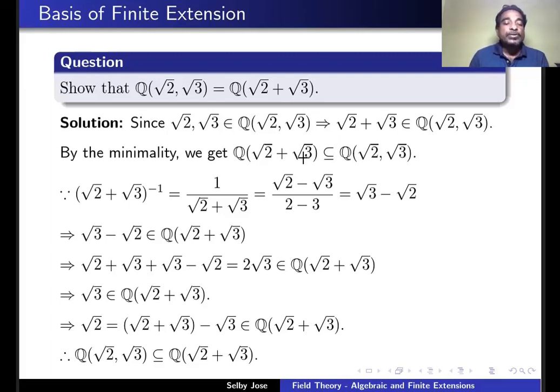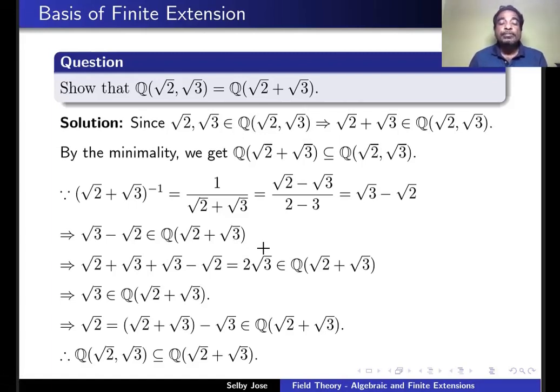Note that root 2 plus root 3 belongs to the field Q(root 2 plus root 3). Therefore, its inverse also belongs to this field. But the inverse of root 2 plus root 3 is 1 upon root 2 plus root 3, which after rationalization is root 2 minus root 3 upon 2 minus 3, which is the same as root 3 minus root 2. That means that root 2 plus root 3 and root 3 minus root 2 are in the field Q(root 2 plus root 3).